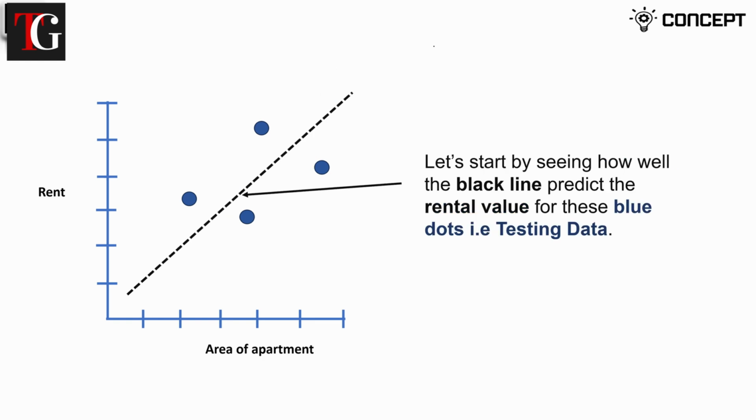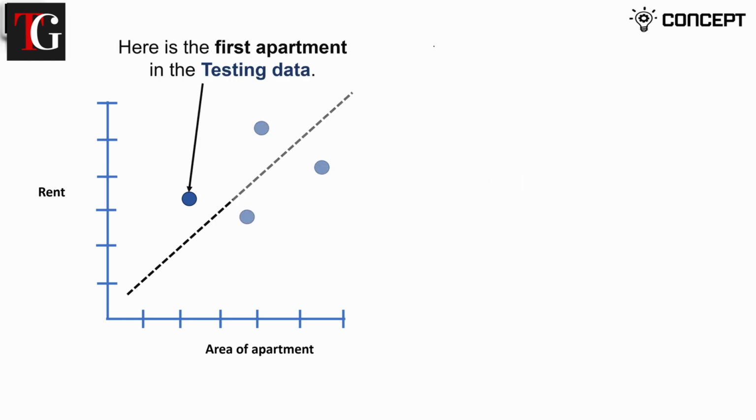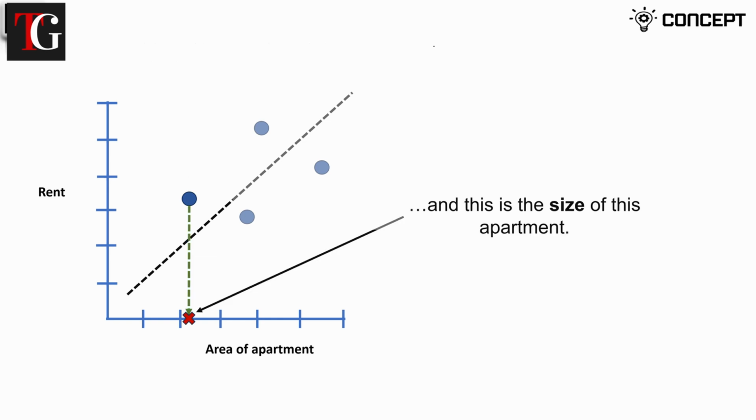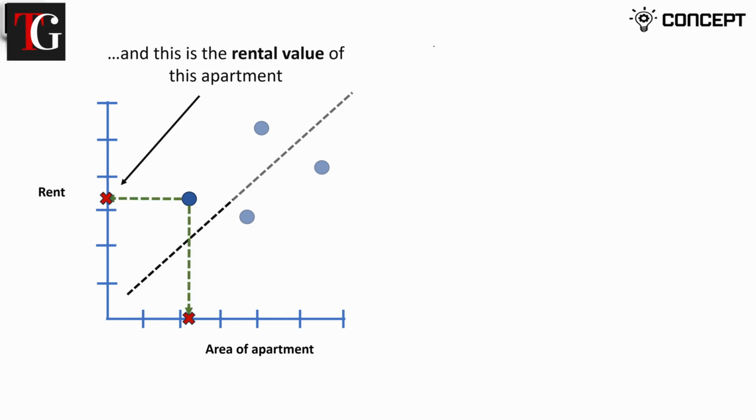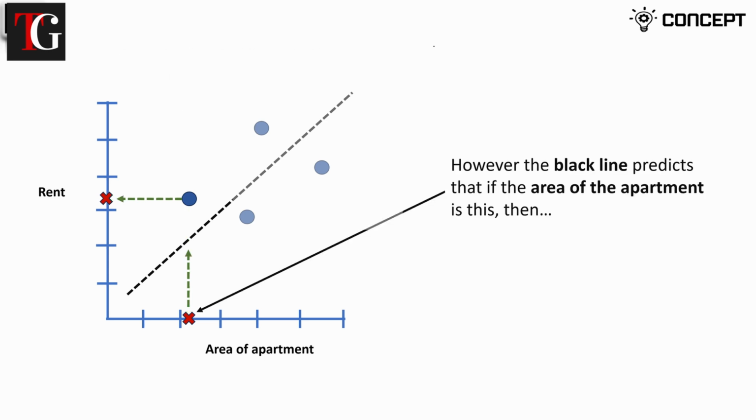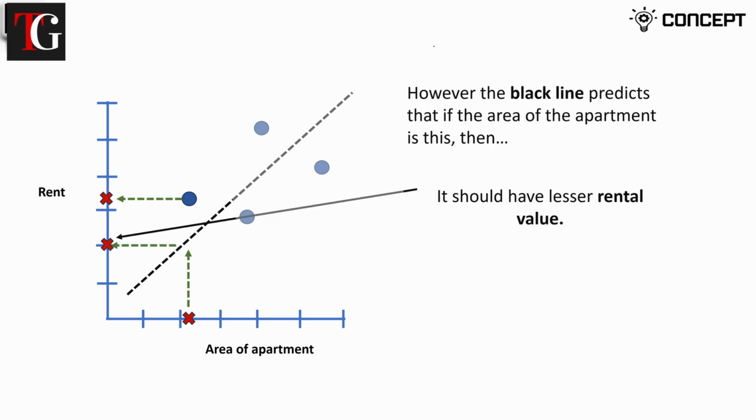Let's start by seeing how well the black line predicts the rental value for these blue dots, that is testing data. Here is the first apartment in the testing data. And this is the size of the apartment, and this is the rental value of this particular apartment. However, the black line predicts that if the area of the apartment is this, then it should have a lesser rental value.